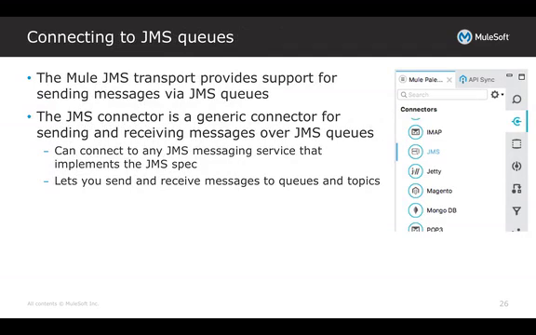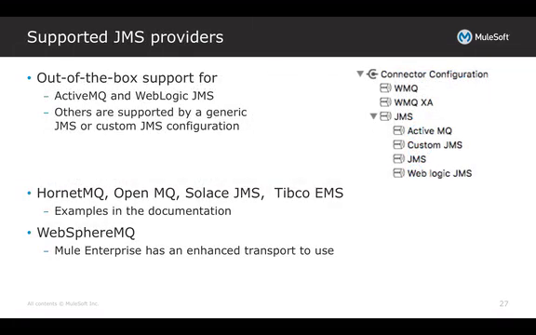Now, for connecting to JMS queues, it's quite easy. We have a JMS transport that provides the ability to send messages via JMS queues and receive them. The JMS connector is a generic connector for sending and receiving messages over JMS queues and can connect to any JMS messaging service that implements the JMS spec. It lets you send and receive messages to queues and topics respectively.